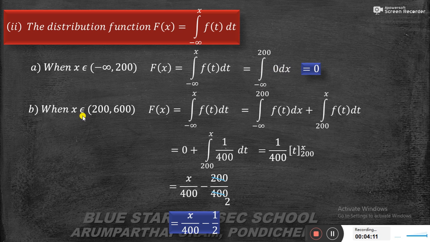Next, x belongs to 200 to 600. For this, capital F of x equals the integral from minus infinity to x of f of t dt.